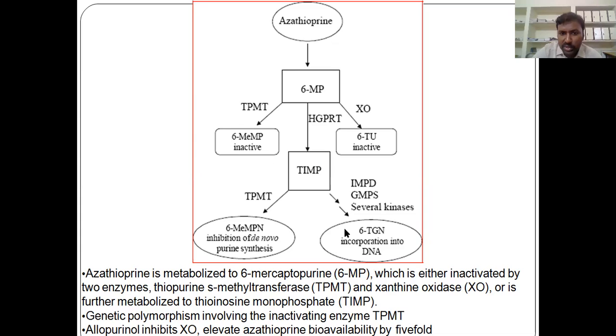One more time, thioinosine monophosphate, in the presence of these enzymes, is converted into 6-thio derivatives. These derivatives are also incorporated into DNA, so DNA synthesis is inhibited here too. So this is how azathioprine is involved in cell proliferation. Okay.